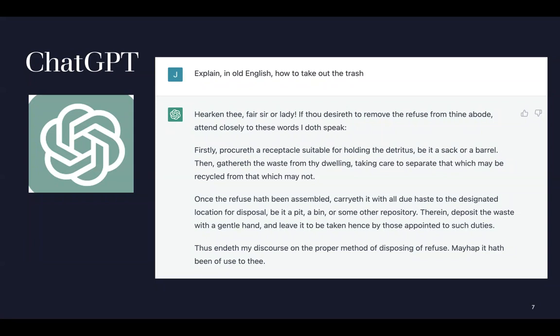So, on this slide, I included an example of me asking ChatGPT to explain in Old English how to take out the trash. So as you can see, ChatGPT created a creative response in a matter of seconds that is also comprehensible and funny.